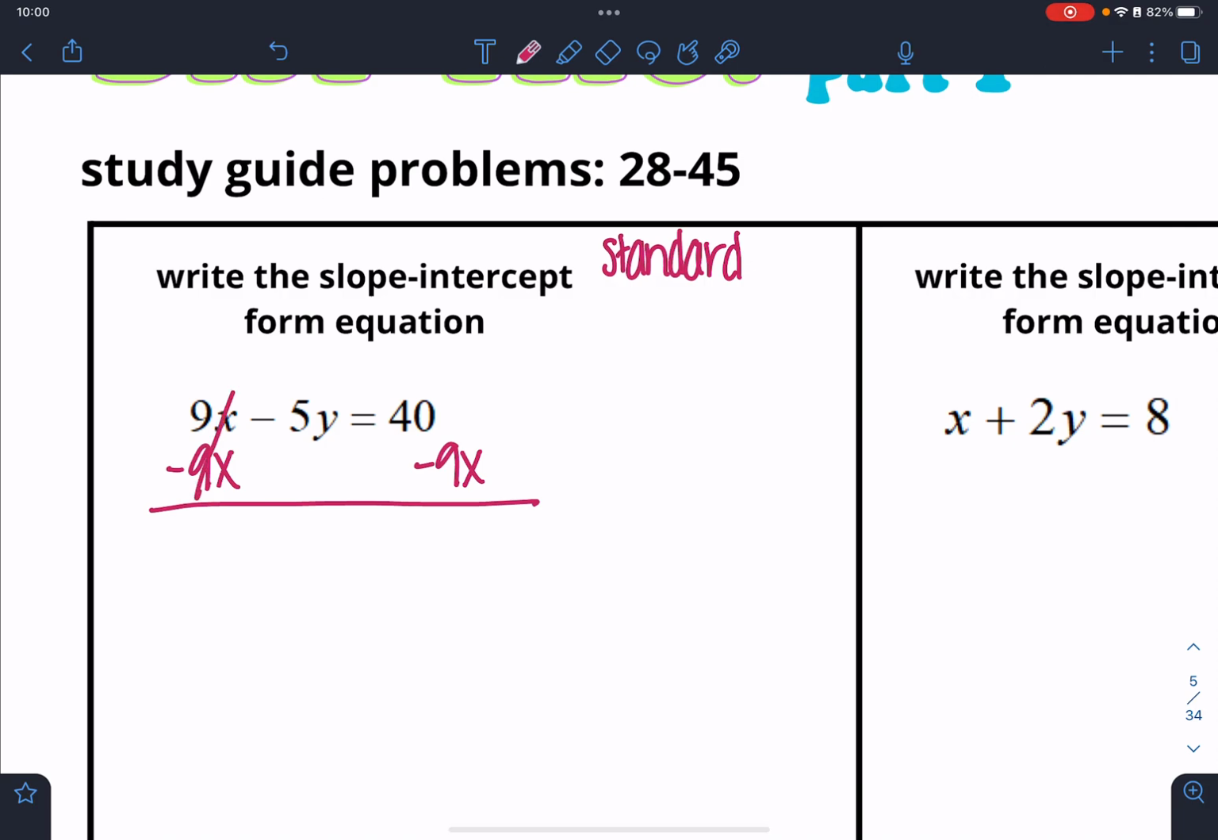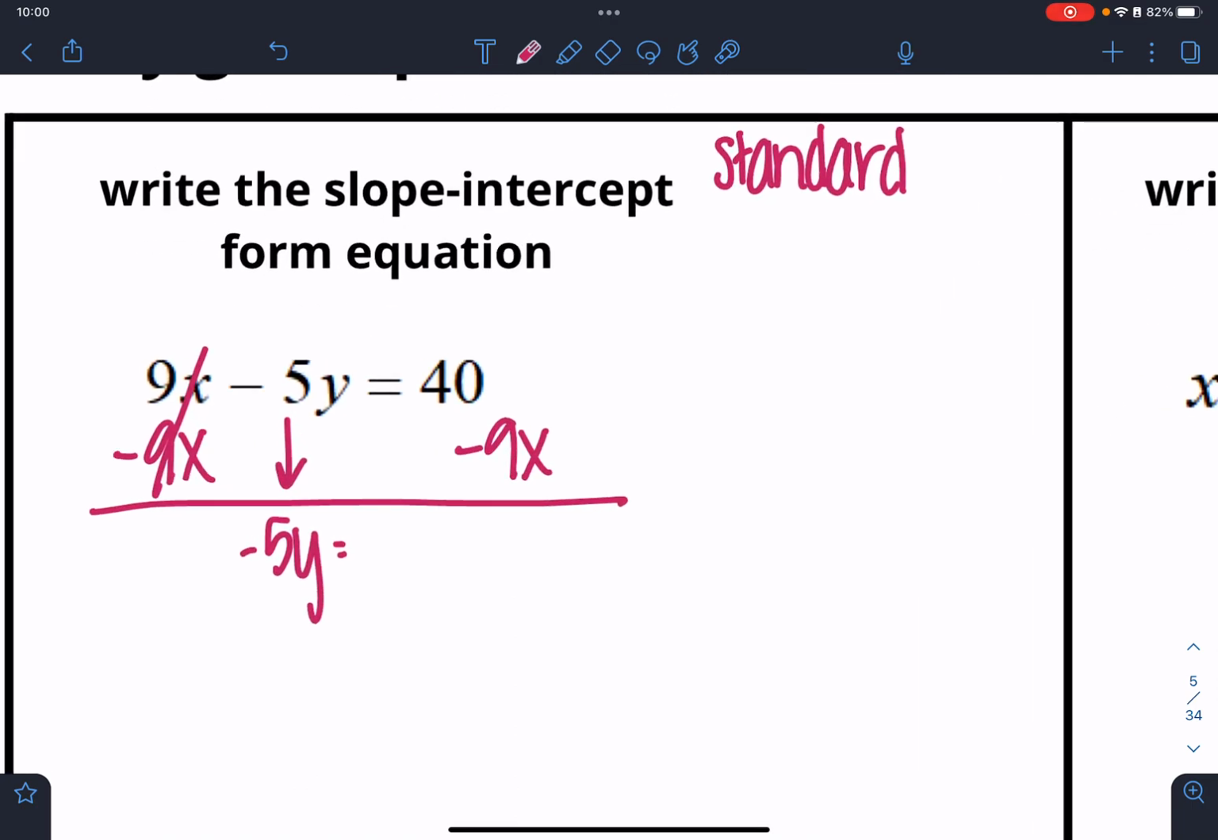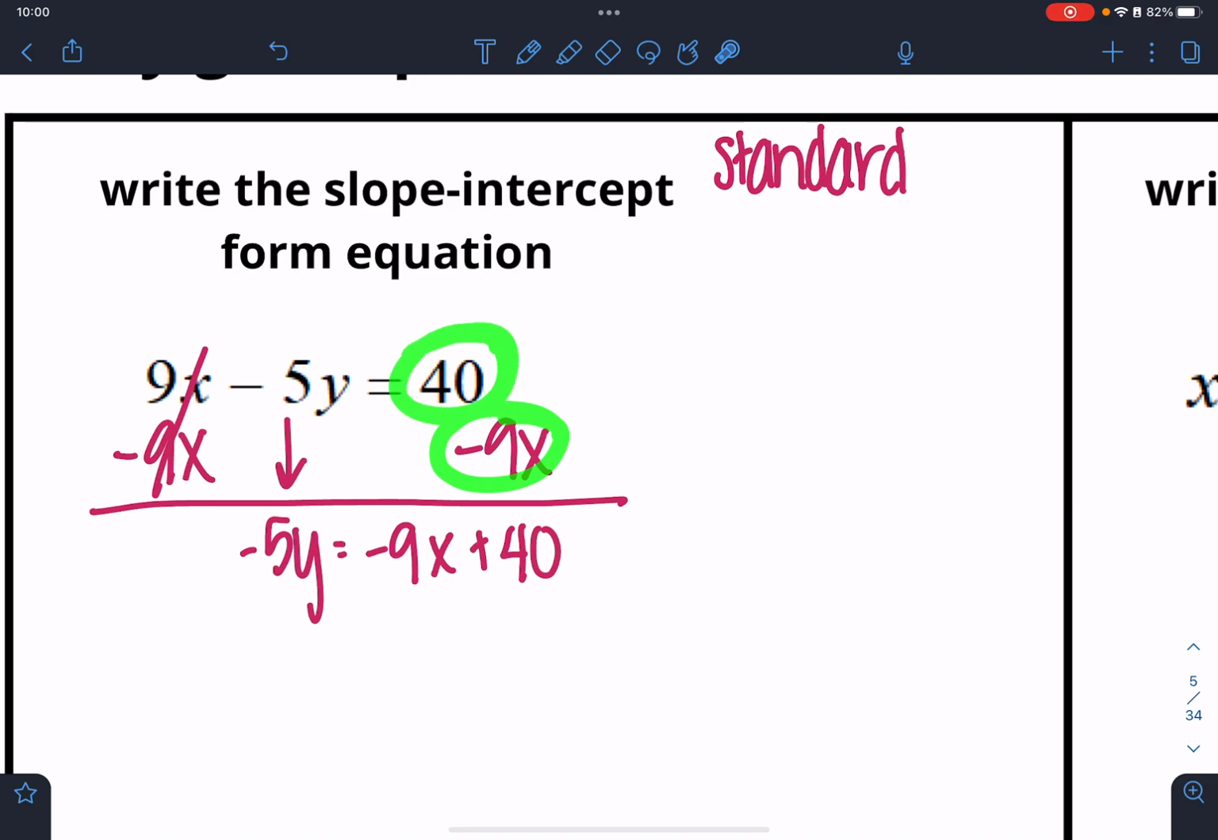So then my 9's cancel. I can bring down the -5y equals, and then we also wrote that 9x first, right? That -9x, because we know it's y equals mx plus b. So we can flip-flop the order as long as we're keeping the signs the same, right? So we would always write that x term next, and that's a positive 40, which is why I put a plus in between them. Okay, and now we're really, really close. We just have that -5 in front of the y. How did we get rid of that -5?